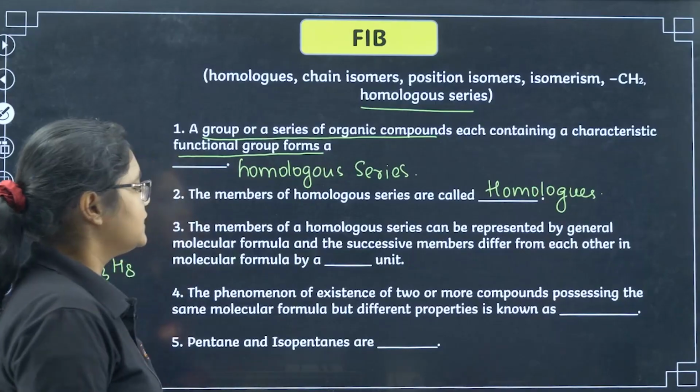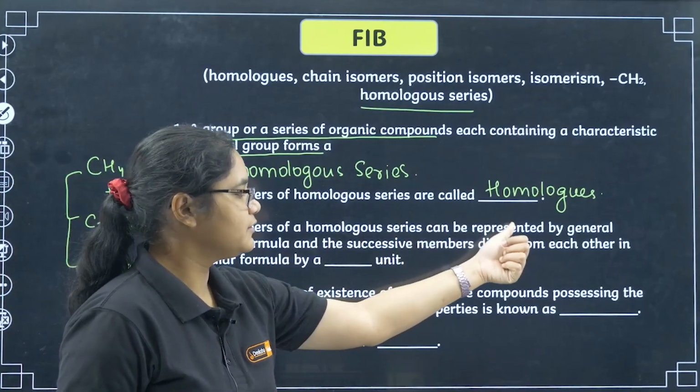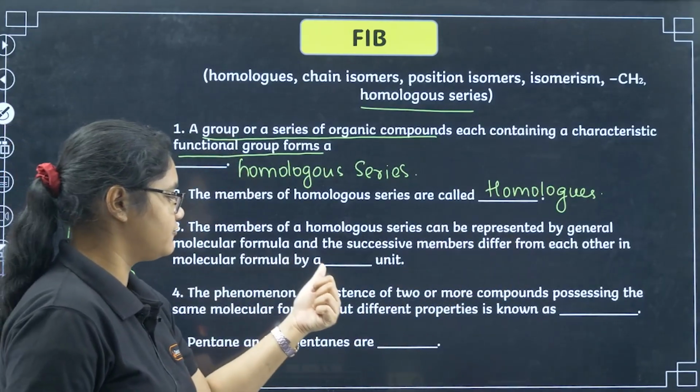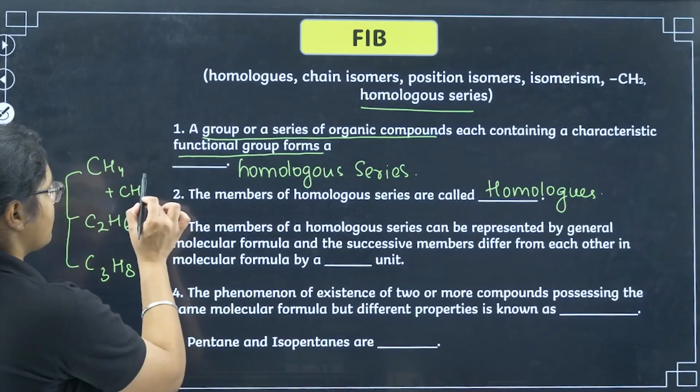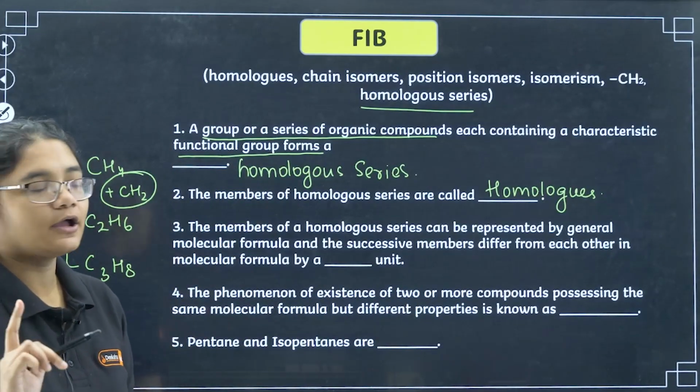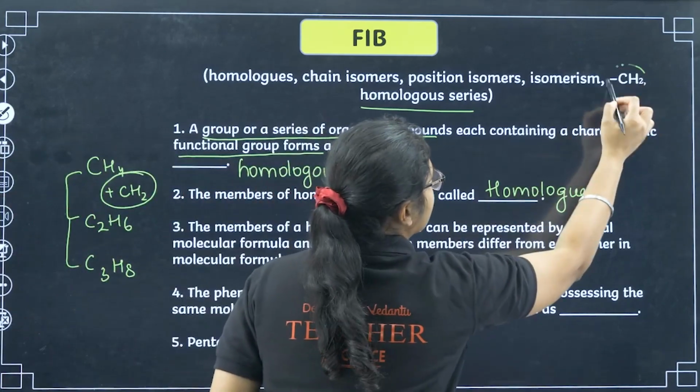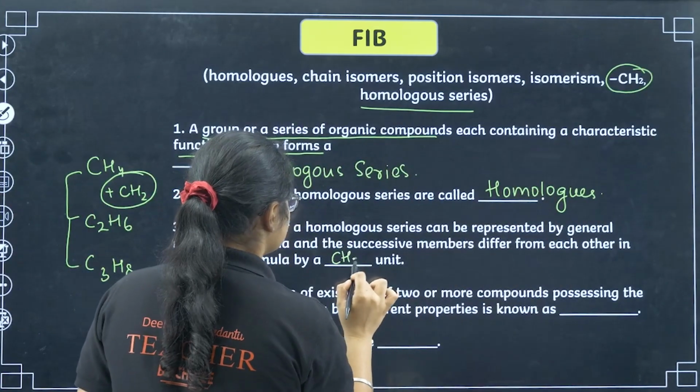Okay, next, the member of a homologous series can be represented by a general molecular formula, and the successive members differ from each other in the molecular formula by what unit? By a unit of CH2 group. Okay, so here the answer will be CH2.